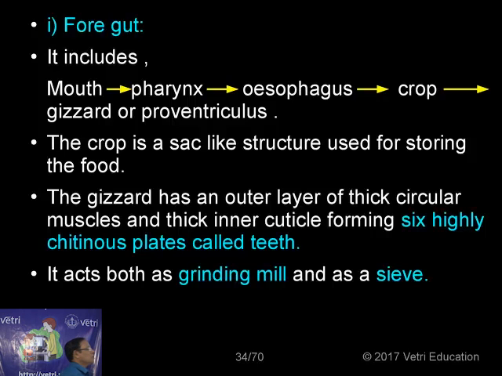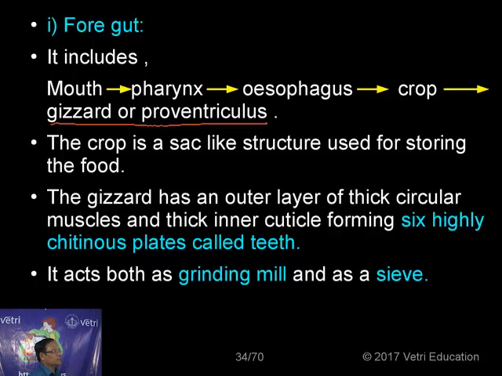Now, what are the components of the foregut? It starts with the mouth. Proceeding from the mouth, we have the pharynx. Then it is followed by a short esophagus. Now, the esophagus is dilated to form a crop, a sac-like structure concerned with food storage. It is followed by a grinding mill, a thick-walled structure concerned with the grinding of food, hence called the gizzard, otherwise called proventriculus.